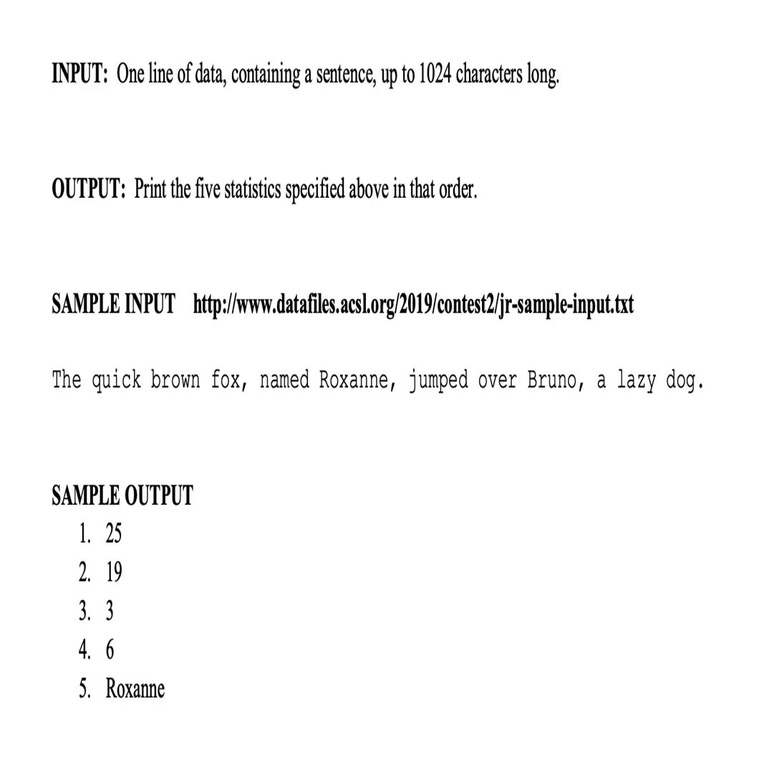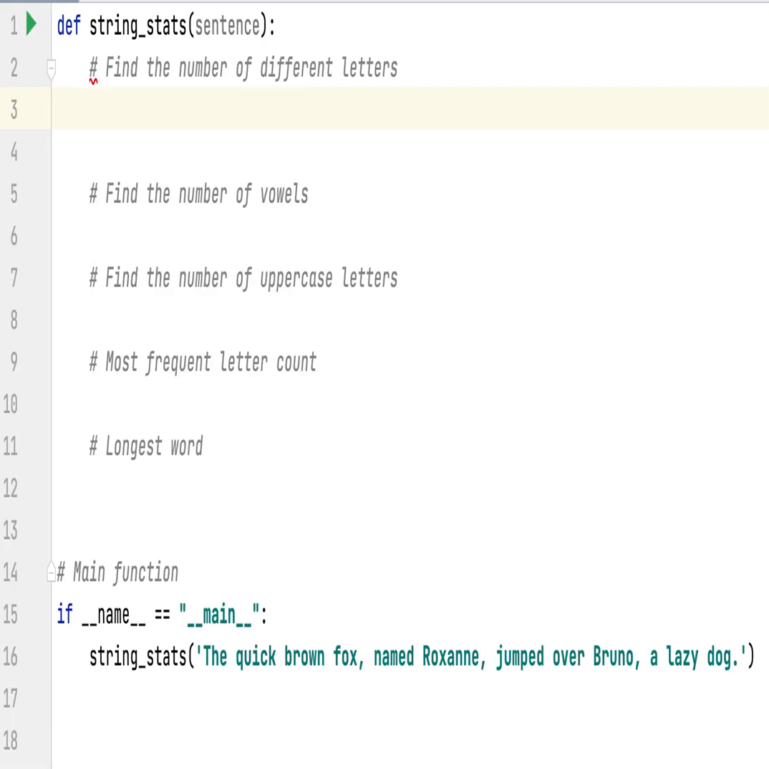So there is sample input, which contains a sentence, and there is a sample expected output, which consists of 5 lines, and each of these corresponds to one code block. Okay, so let us tackle this problem one block at a time.